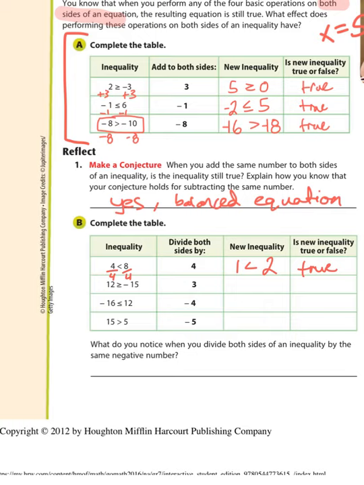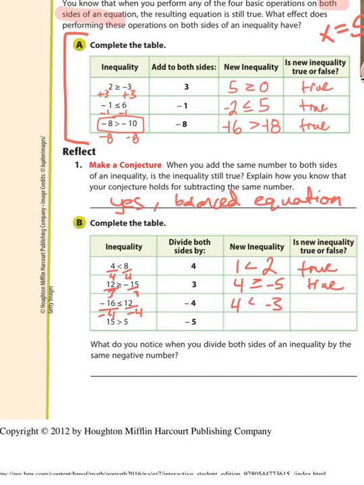All right, next we're going to divide both sides by 3. 12 divided by 3 is 4. -15 divided by 3 is -5. Yes, 4 is greater than -5. All right, here's our important revelation. Okay, divide both sides by -4. -16 divided by -4 is +4. 12 divided by -4 is -3.